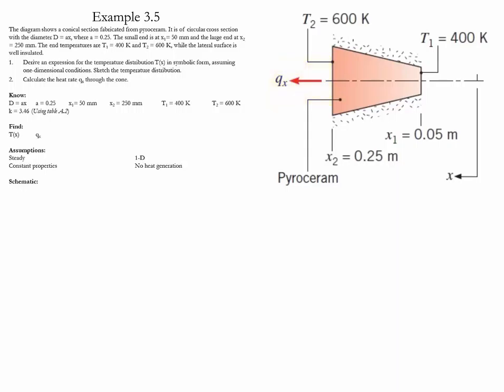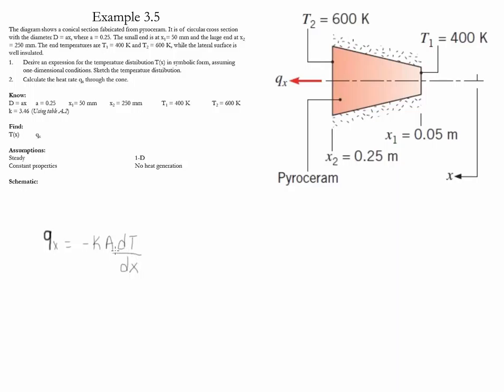We assume this problem to be steady, one-dimensional, with no heat generation, and constant properties. We are going to start the analysis with the definition of Fourier's law and the rate of heat transfer. Qx is equal to negative k A dT/dx.